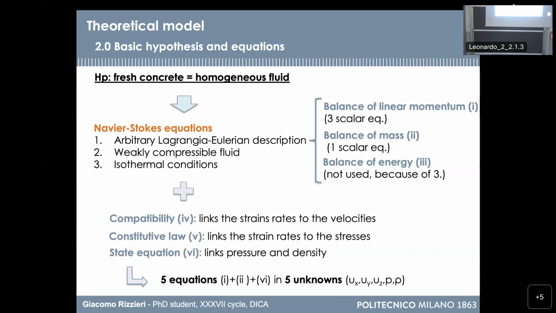And in this framework, the governing equations are the Navier-Stokes equations, which account for the balance of mass, balance of energy, and balance of linear momentum. Additionally, we can exploit compatibility, constitutive law, and state equation. And in the end, if we rearrange these equations, we can keep only a system of 5 equations with 5 unknowns, which are the three velocity components, the pressure, and the density.